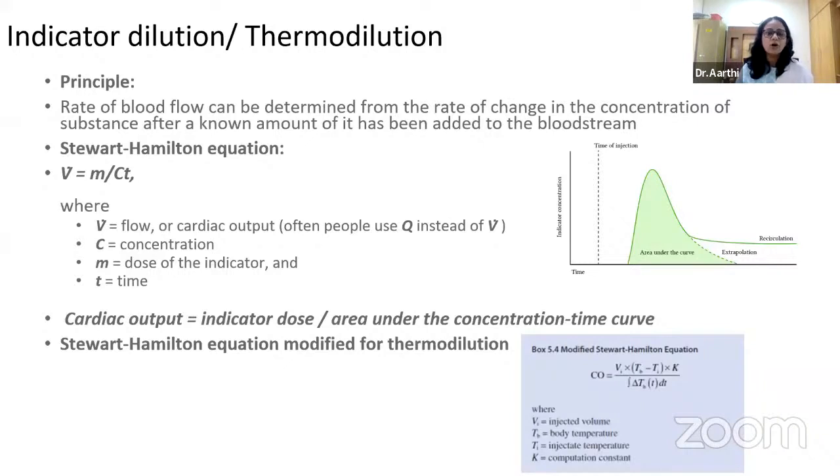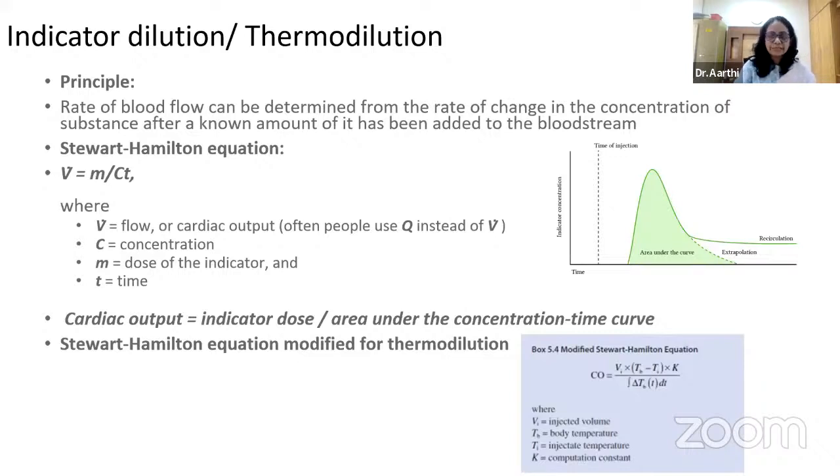So either an indicator or a temperature change is analyzed, and then a curve is formed and the area under the curve is analyzed using the formula, and then the cardiac output is measured with the following formula: indicator dose divided by the area under the concentration time curve. So this is basically the indicator dilution technique. And Stewart Hamilton modified this indicator dilution technique with a formula which includes the computation constant or injected temperature change to assess the cardiac output with respect to the thermodilution technique.